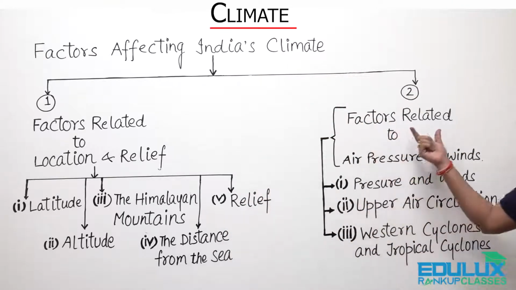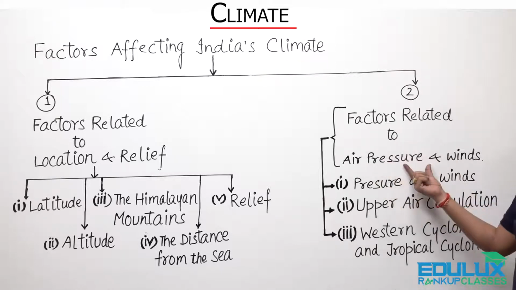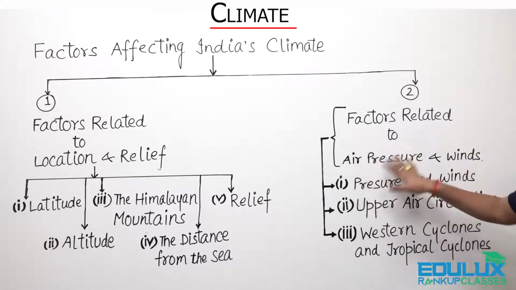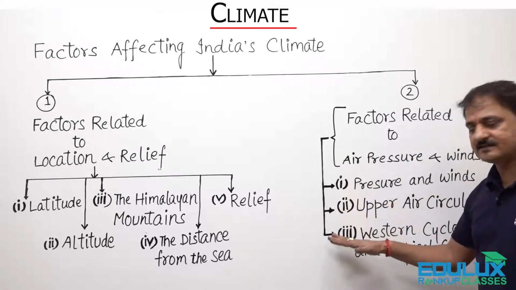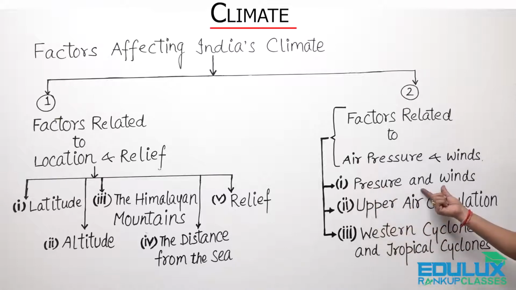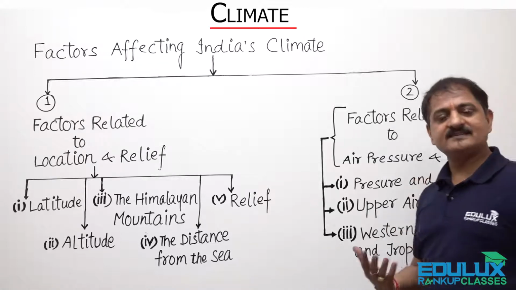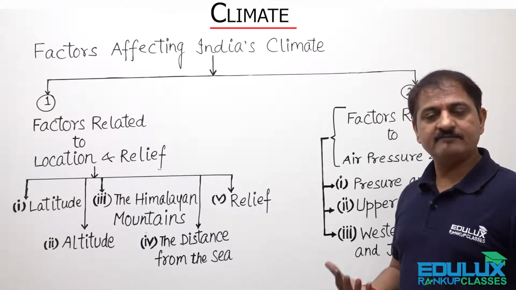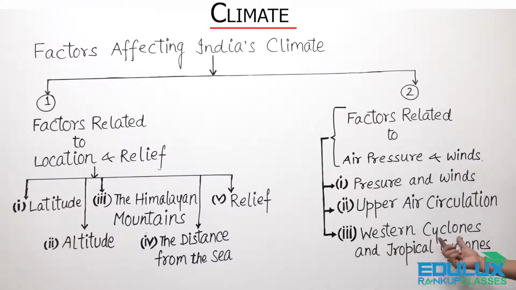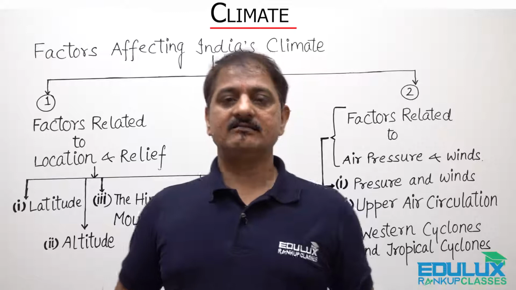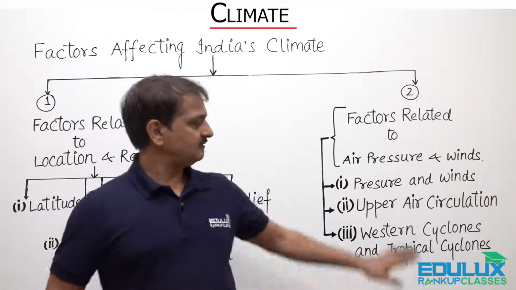Then we would move to the second set of factors, related to air pressure and winds. Here we again have three subparts. Number one is pressure and winds itself. Then we have upper air circulation, also known as the jet streams, and in what sense they affect the climatic conditions of India, we will also study. Then we have western cyclones and also tropical cyclones, because these two types of cyclonic conditions also affect India's climatic conditions. We will study all of these.